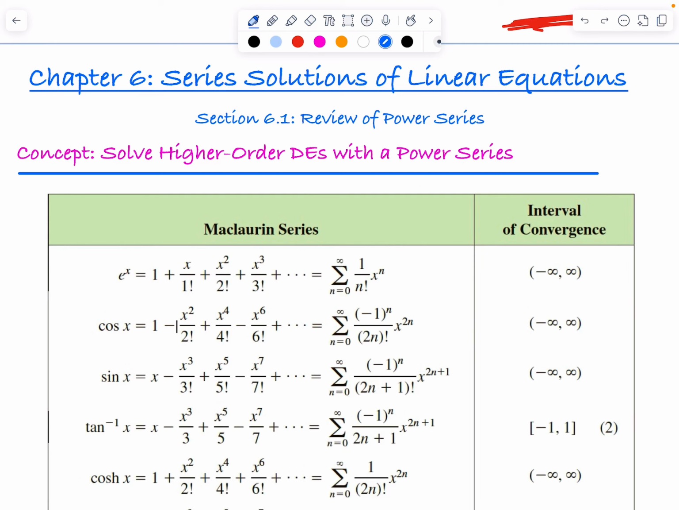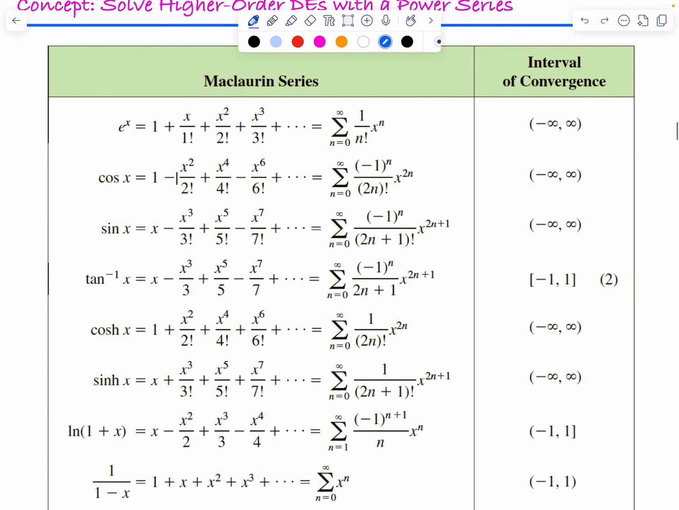In this video, we'll continue our discussion of section 6.1. The important reason that we learn these series is because we can take these functions. If you take a look, most of these are called transcendental functions, meaning it would be very hard to calculate by hand.